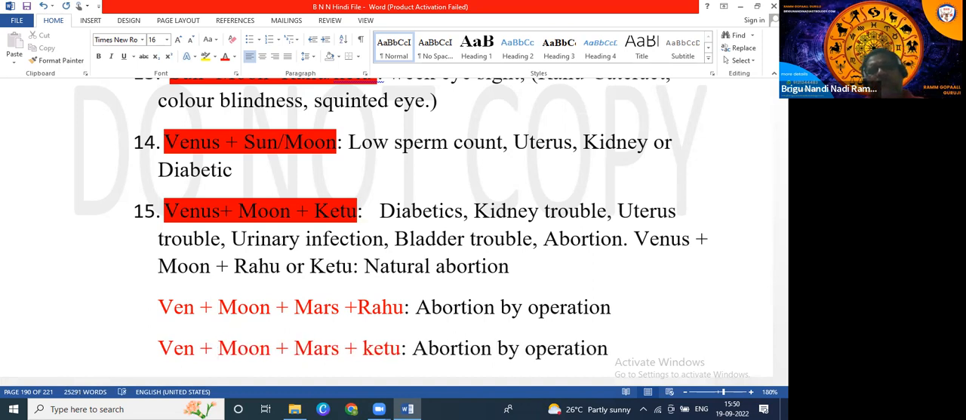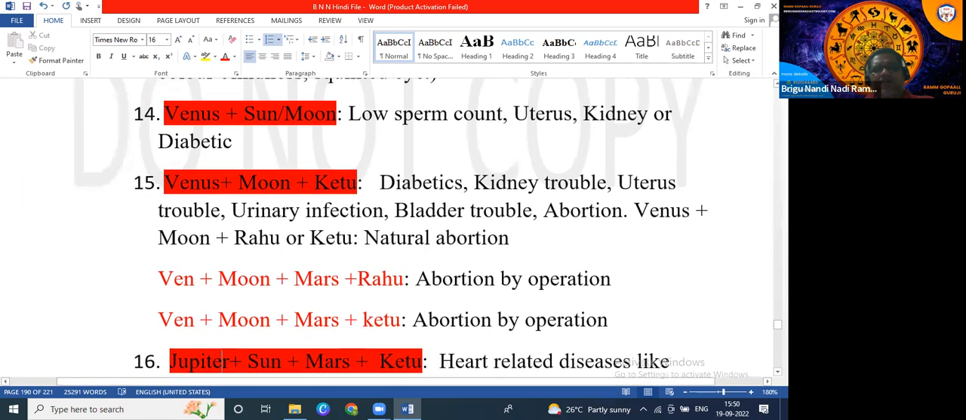Moon, Mars, Rahu, Moon, Mars, Ketu: abortion. Venus with Mars, Rahu, with Mars, Ketu also the same thing, abortion. And if four are connected together, definitely there will be four abortions by force of brother or family members. So the female native will have to undergo this abortion operation.